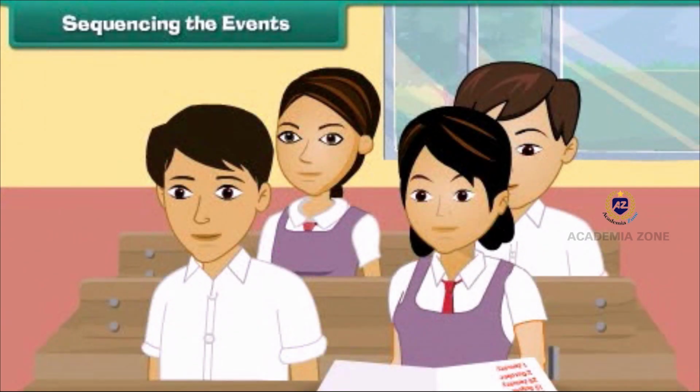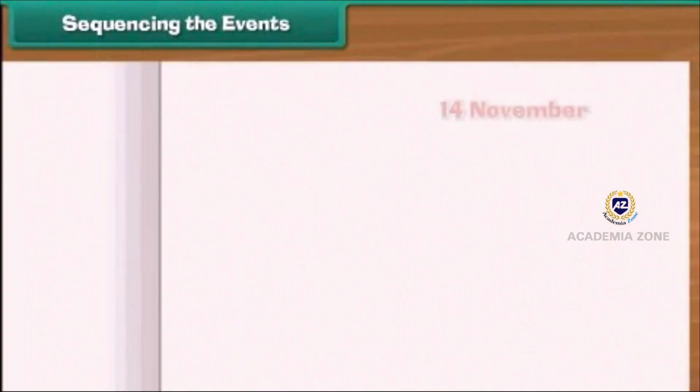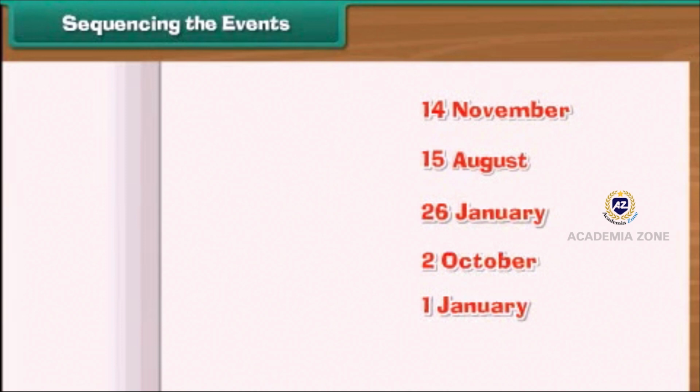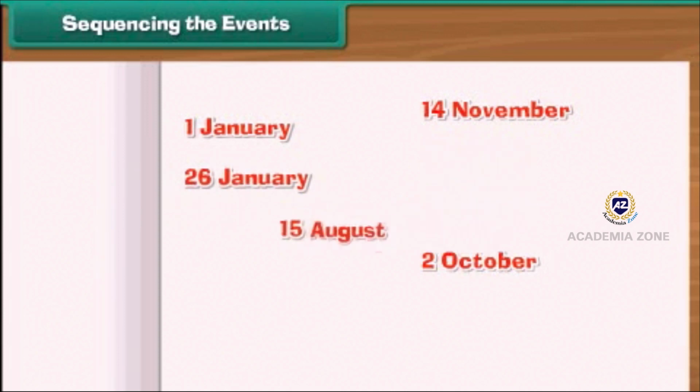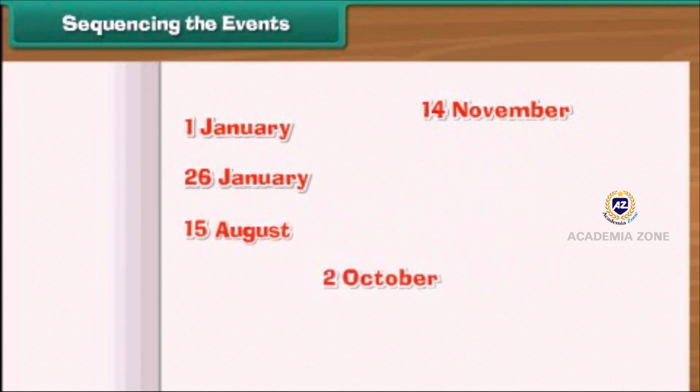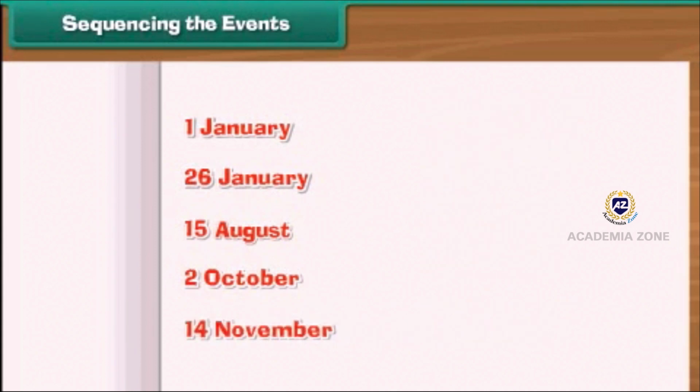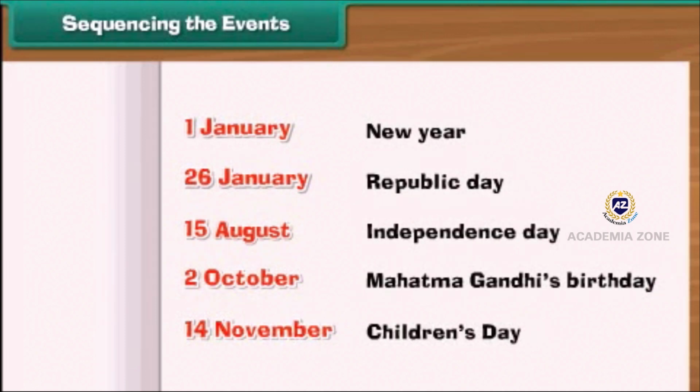Sequencing the events. Anu is at school. She has listed some important dates in jumbled manner. Let us help her in arranging the days in the order they come in the year. It's New Year, then Republic Day, then comes Independence Day, followed by Mahatma Gandhi's birthday, and lastly Children's Day, which is birth date of our first Prime Minister Pandit Jawaharlal Nehru.